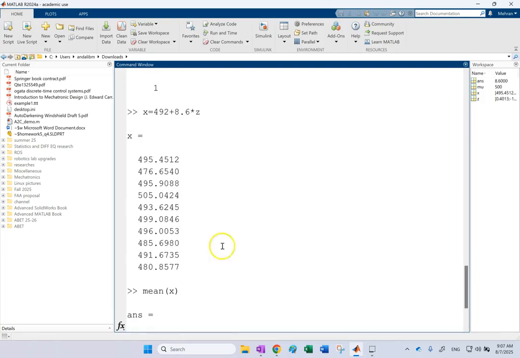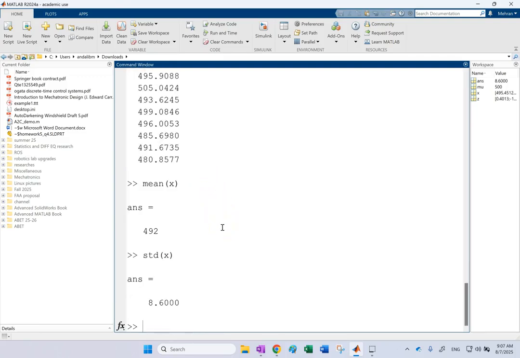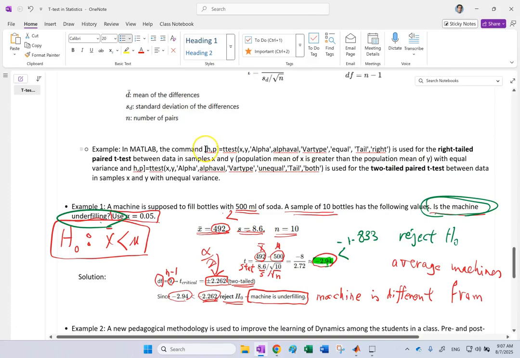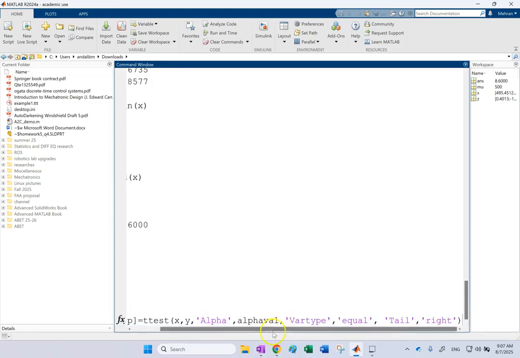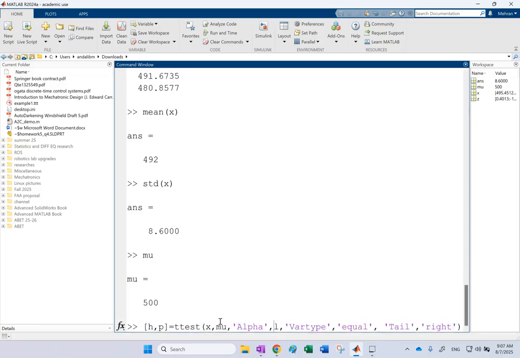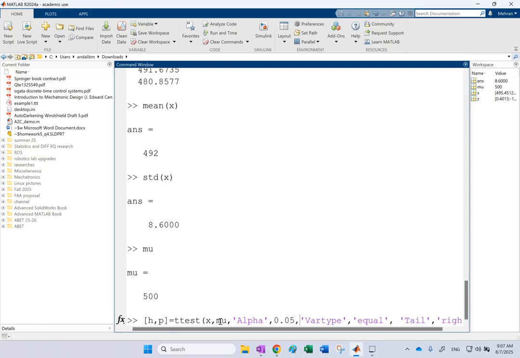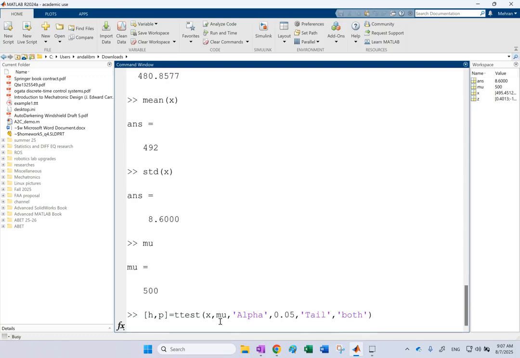You see? So I'm going to use these data points along with that mu. And now I'm going to use that command that we just saw together. So this command here. And remember, I have a mu of 500. So now I give it x. X is good. Y is going to be mu in this case. Alpha is going to be 0.05. And I don't need that part here. I need tail to be both. And then I'll do also a left one for you.